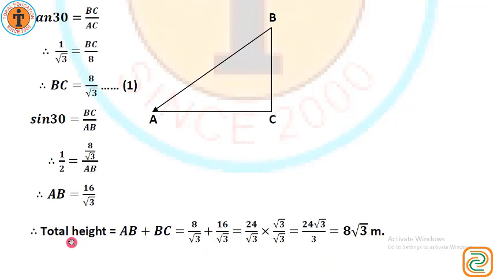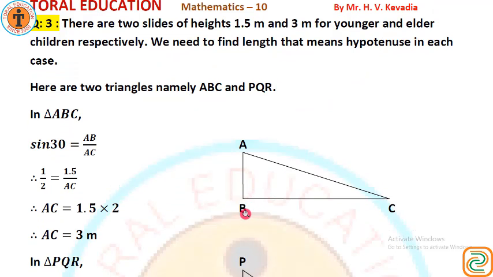So the height equals AB plus BC, that is 8 upon root 3 plus 16 upon root 3, which is 24 upon root 3. Now we have rationalized, okay, so 24 root 3 upon 3. 3 8s are 24. So we have got the answer 8 root 3 meter.